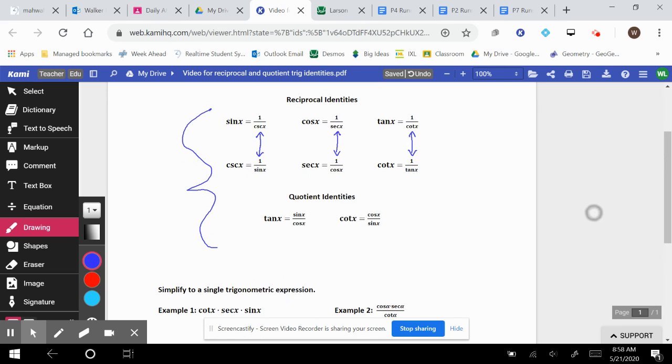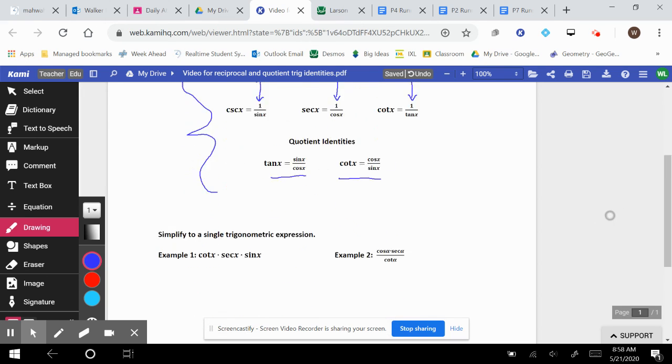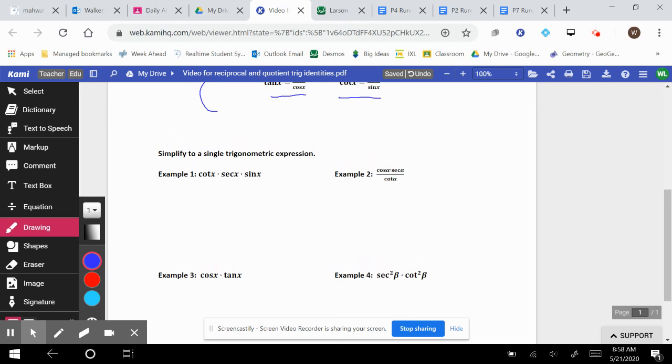Okay, and then the other 2 things you should know is that tangent is sine divided by cosine, and cotangent is the opposite. Since cotangent's the reciprocal of tan, it's cos divided by sine. Okay, so you should know all of these, and basically you're going to use these rules to help solve some of these problems. Okay, so I'm going to go through these examples now. I think you guys will get the hang of it.